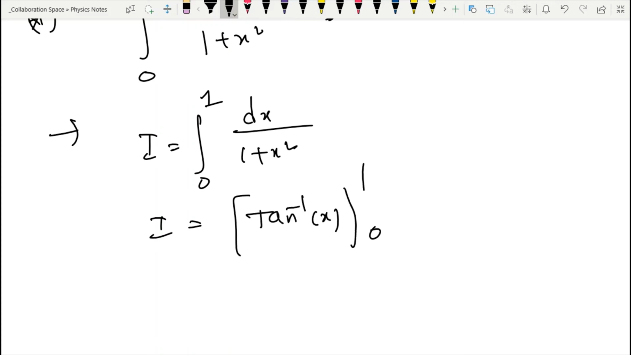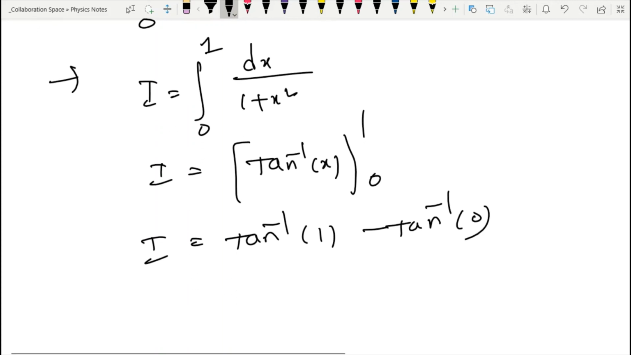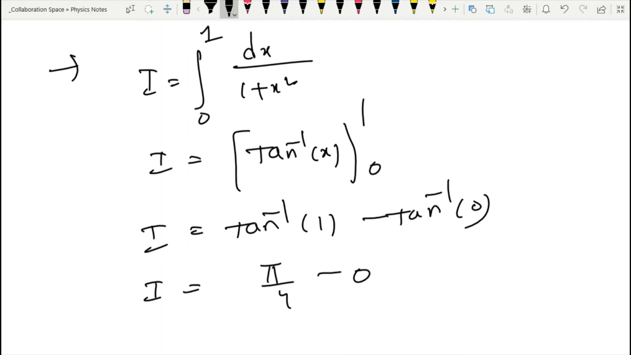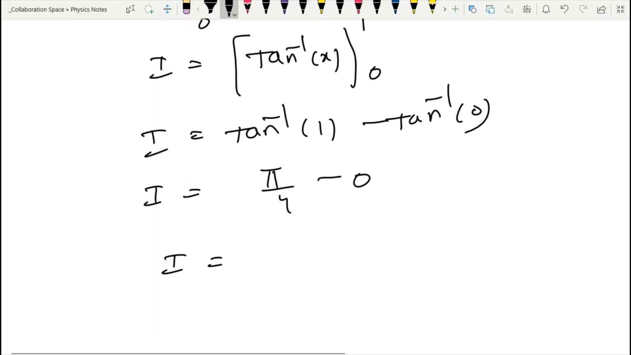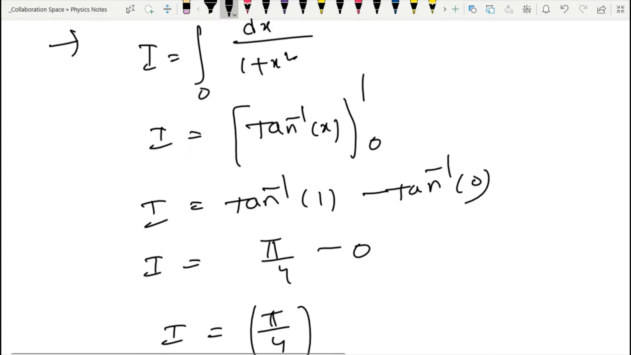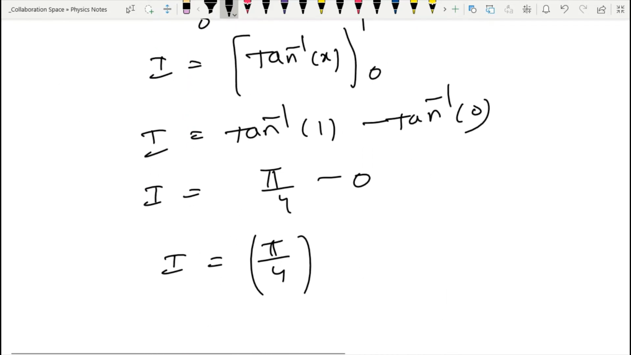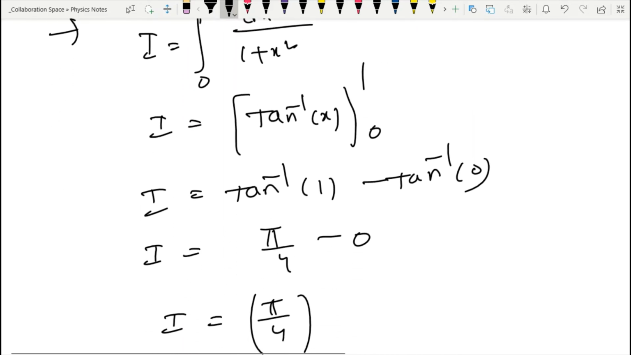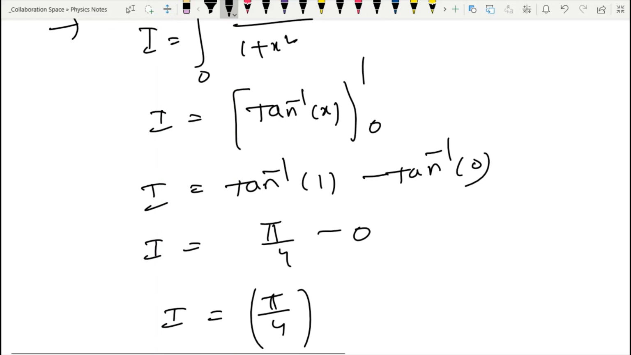Tan inverse 1 minus tan inverse 0. Tan inverse 1 is pi by 4. Tan inverse 0 is 0. So the answer for this integration is pi by 4. This is the answer for the problem. So tan inverse 1 value is pi by 4. Any doubt in the integration?